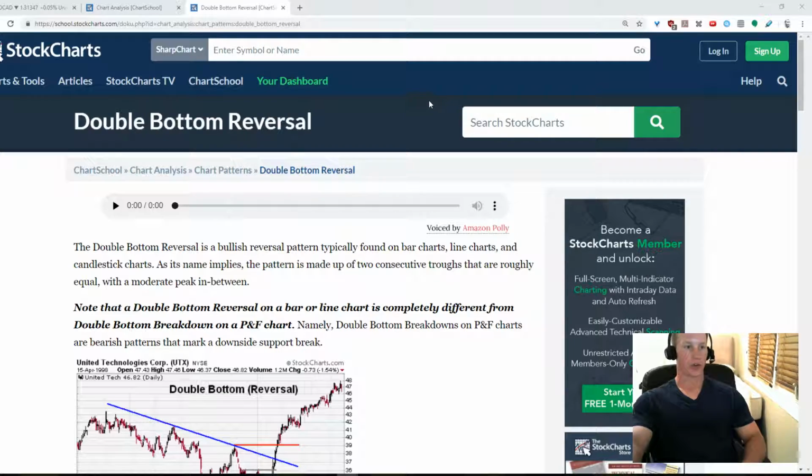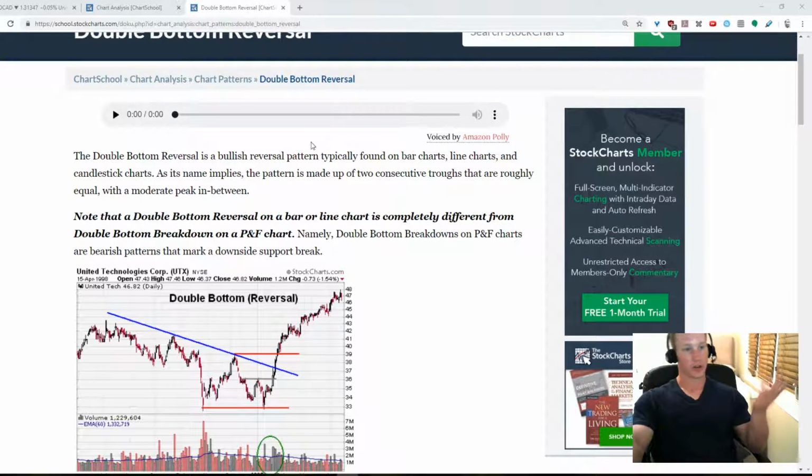So very quickly, I just wanted to cover a double bottom reversal, what it is, what it looks like, how you can profit from it. The double bottom reversal is a bullish reversal pattern typically found on bar charts, line charts, and candlestick charts. As its name implies, the pattern is made up of two consecutive troughs that are roughly equal with a moderate peak in between.